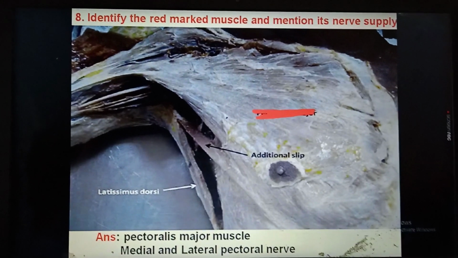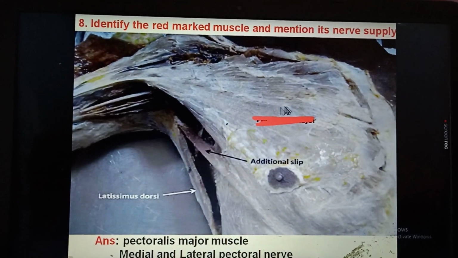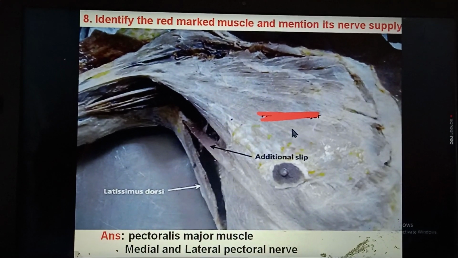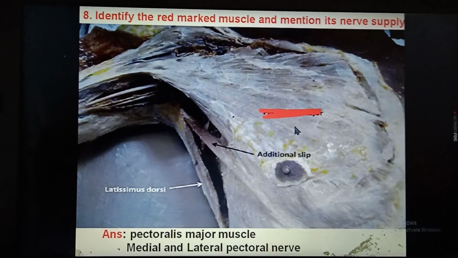Identify the red marked muscle and mention its nerve supply. This is the pectoralis major muscle, and it is supplied by the medial and lateral pectoral nerves.